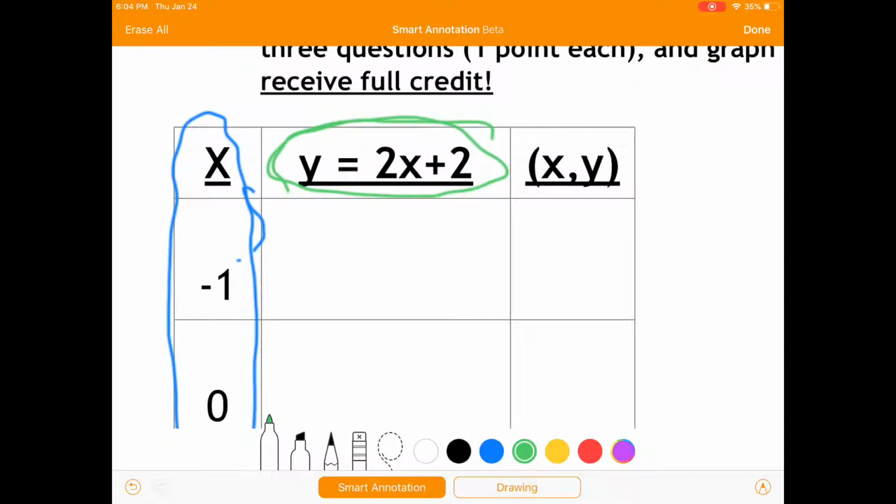So we've got y equals 2x plus 2, but instead of x we're substituting in -1. So y equals 2(-1) plus 2. Now we have to distribute the 2 to the -1. Now we have y equals 2 times -1, which is -2, plus 2. Then we simplify. -2 plus 2 is 0.